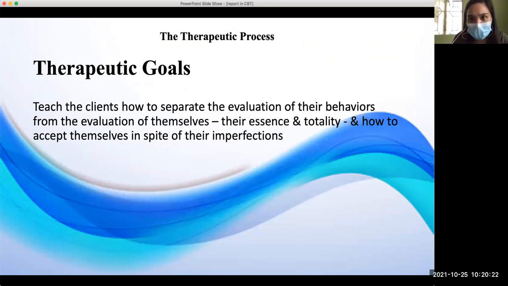So next natin is yung therapeutic goals. So dito di ba, they teach the clients how to separate the evaluation of their behaviors from the evaluation of themselves, their essence and totality, and how to accept themselves in spite of their imperfections. So they minimize the client's emotional disturbance and self-defeating behaviors by acquiring a more realistic and workable philosophy of life. And also, they help clients differentiate between realistic and unrealistic goals, and also self-defeating and self-enhancing goals. They teach the clients how to change their dysfunctional emotions and behaviors into healthy ones.